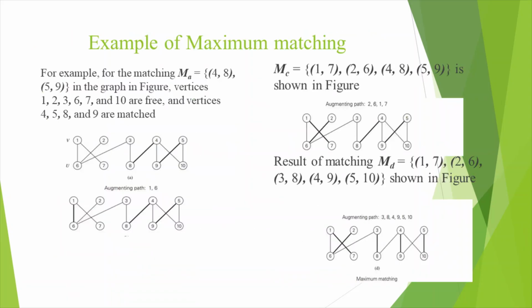The bipartite graph is divided into two disjoint sets, set V and set U. So V indicates 1, 2, 3, 4, 5. And set U indicates 6, 7, 8, 9, 10. Each edge represents a possible pairing between an element in V and U. The goal is to find the maximum number of matchings such that no two matchings share a vertex. That is, each vertex is used only once in a pair.